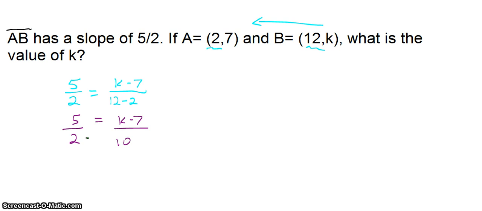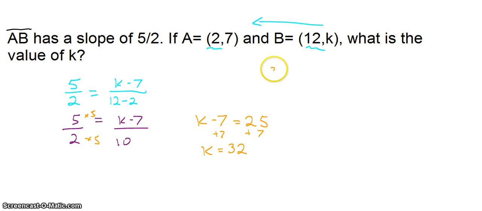So I can do this a couple different ways. I can solve a proportion, or I can see, well, what did I do to get from 2 to 10? And then that'll help me figure out my difference that I'm looking for in my numerator. So I'm just going to go off that route. I know that to get from 2 to 10, I have to multiply by 5. So I know my difference for my numerator, I'll also have to multiply by 5. So k minus 7 needs to be 25. So I add 7 to both sides. K must be 32.